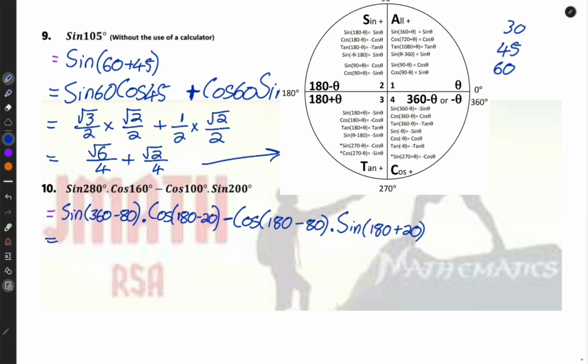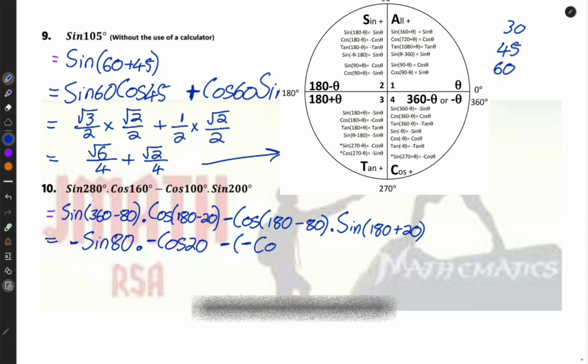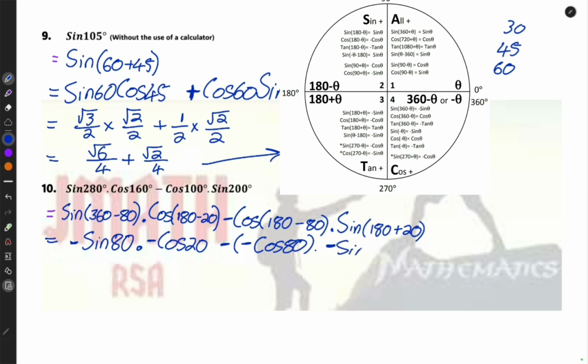Okay, so now I just need to see pluses and minuses and simplify. Sine in the fourth quadrant is negative, so this is minus sine 80. And cos in the second quadrant is also negative, so minus cos 20. Then with this one, cos in the second quadrant is still negative, so this is minus cos 80. And then the last one, sine in the third quadrant is also negative, so minus sine 20.